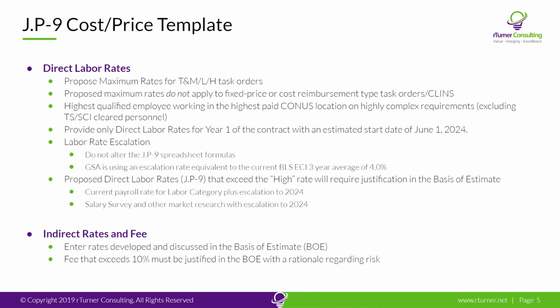The ones that exceed the JP10 high rate are going to pop up in red, and you're going to enter your indirect rates and your profit. Once you do that, the worksheet will complete the fully burdened labor rates out for 16 years. So it is pretty simple, but you need to do your basis of estimate first so that you've landed on your direct labor rates and your indirect rates.